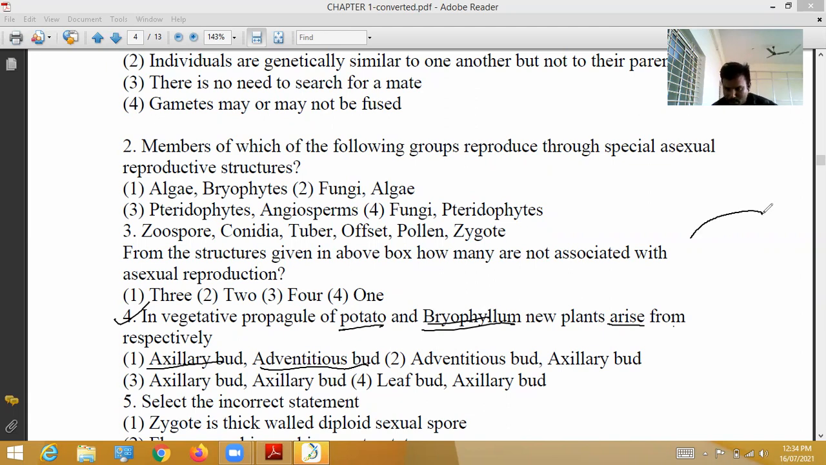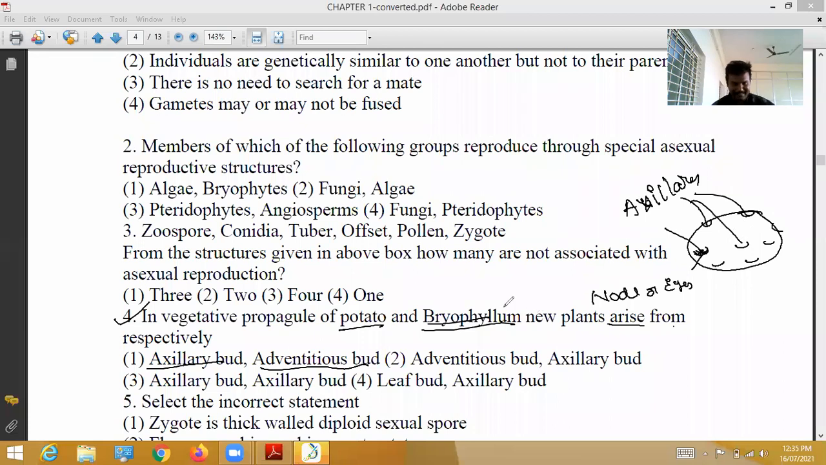See, the potato consists of a number of eyes. These eyes are nodes. At the center of the eye or node, there is a bud. That bud is called axillary. Axillary means what? Central bud. So these are all axillary buds. So potato, axillary bud, correct.